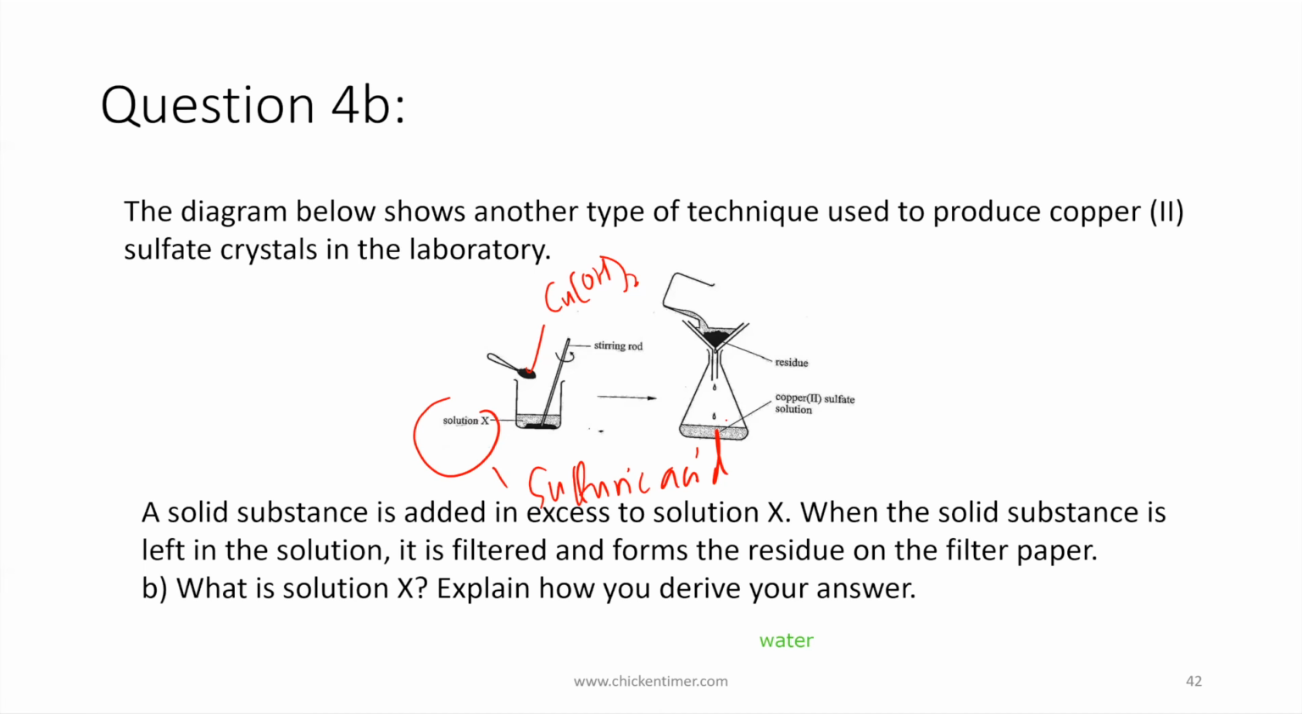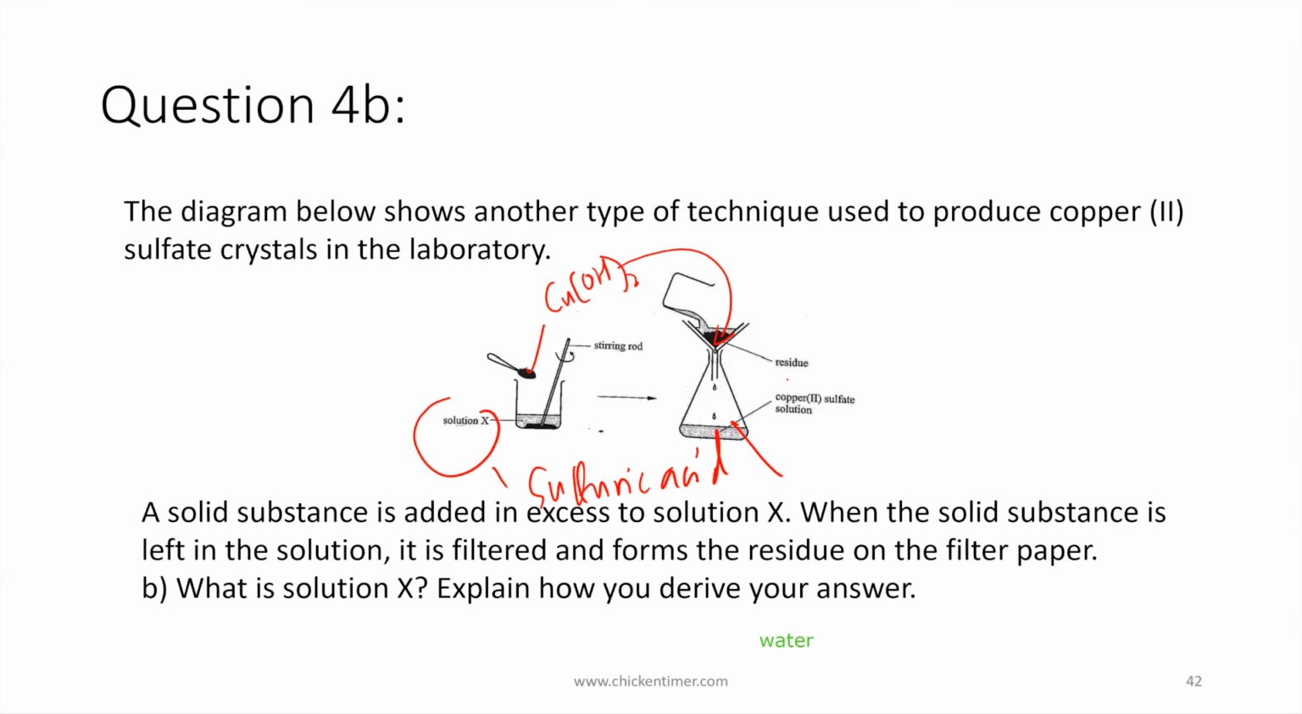I thought the solution X is the residue. Then, solution X, you filter, then the residue will be the copper hydroxide, because this is not soluble. The filtrate will come out as copper sulfate, because all the acid has been used up. What they do is they take a lot of copper hydroxide, throw into sulfuric acid. When there's sulfuric acid, the copper hydroxide will dissolve. Then you keep pouring in copper hydroxide, then the sulfuric acid will be used up.